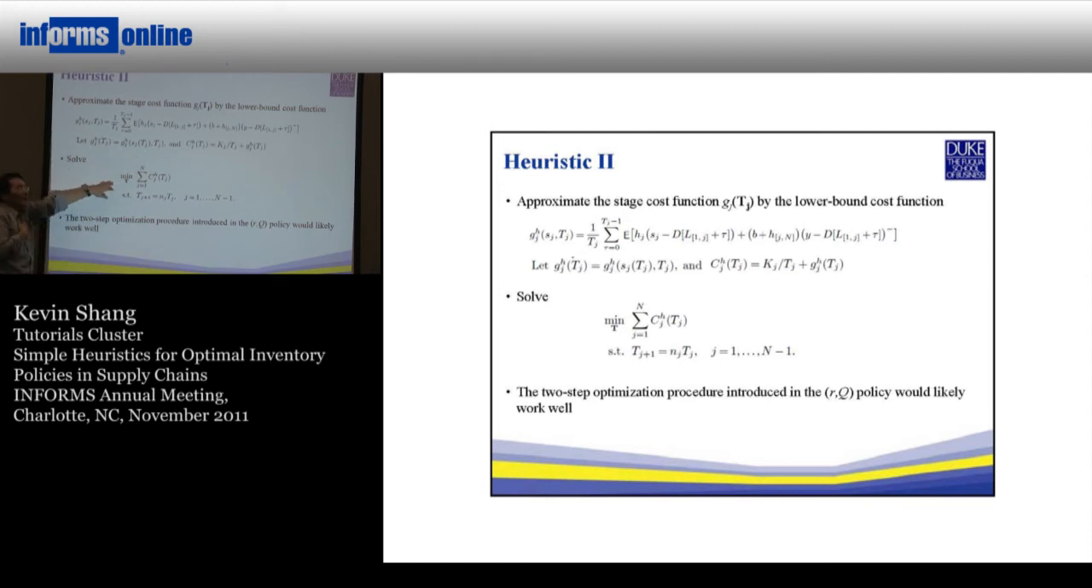And then now my prediction is that I can still use that, since I have already gotten to this stage, right? So I think if I want to apply the two-step optimization procedure that I showed in the RQ problem, that should work out well as well. But I didn't test that.